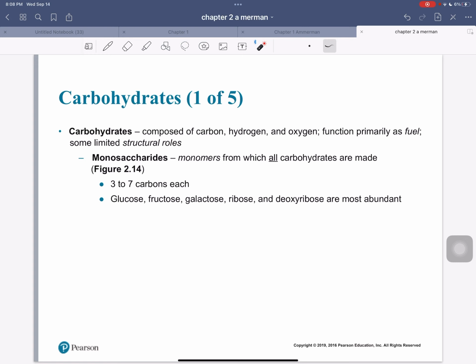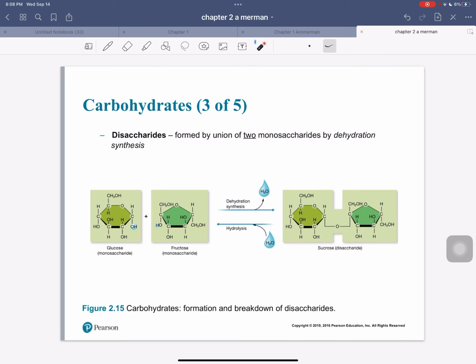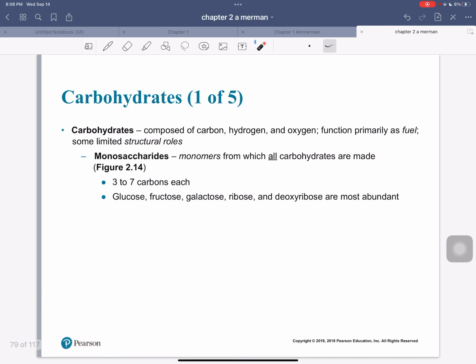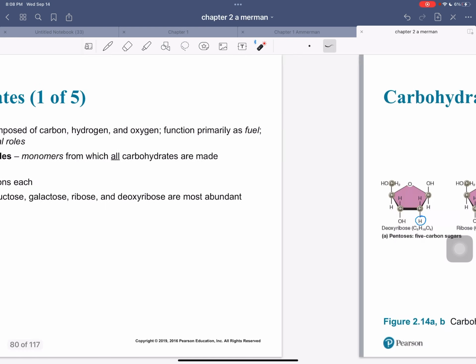So carbohydrates are made of carbon, hydrogen, oxygen, and one of their main roles is to function as basically a fuel source. Now, we can start to look at some subcategories, and we'll start with the monosaccharides, mono for one. So the monosaccharides are what all the carbohydrates are made from. These monosaccharides have between 3 and 7 carbons, and some examples of them would be glucose, fructose, galactose, ribose, deoxyribose. They're the most common ones.